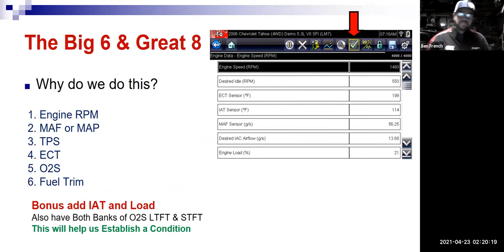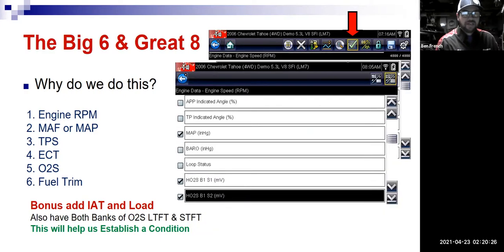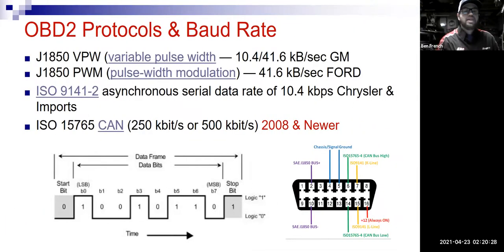Okay. First of all, we'll come back here. First of all, it has to do a little bit with the OBD2 protocols and something we call baud rate, or how fast the computer can communicate to maybe the other computers on the car for that matter, but also how fast it can communicate to our scan tools.